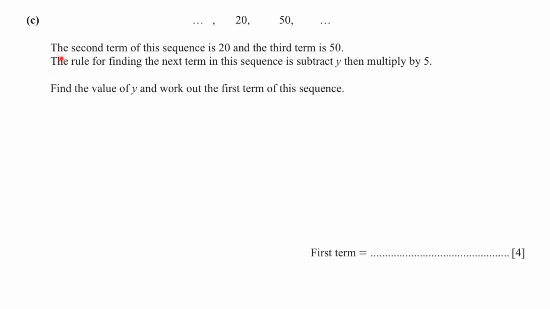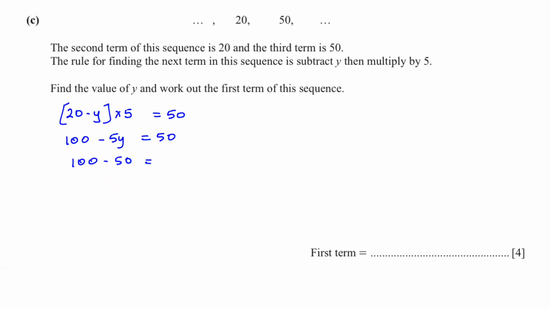Part C. The second term of this sequence is 20 and the third term is 50. The rule for finding the next term in the sequence is subtract y and then multiply by 5. Find the value of y and work out the first term of this sequence. So 20 minus y multiplied by 5 will give us 50. Open the bracket up, 20 multiplied by 5 is 100, and negative 5 multiplied by y, negative 5y, is equal to 50. Bring this 50 here and the negative 5y there.